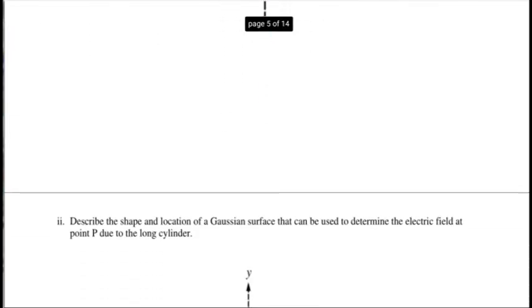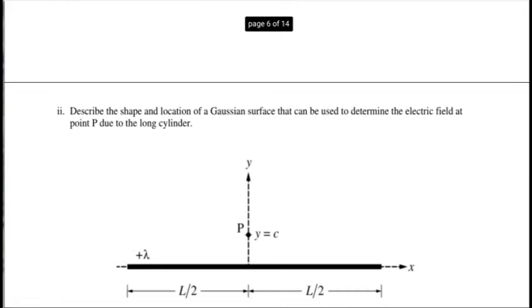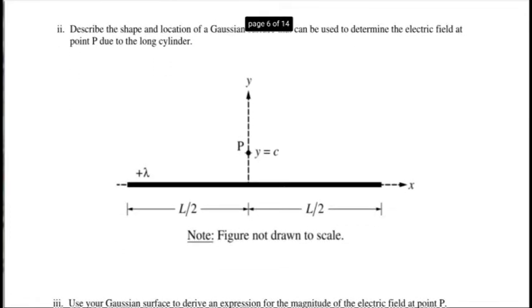Let's slide down a bit to the second part of part A. They're asking us to describe the shape and location of a Gaussian surface that can be used to determine the electric field at point P due to the long cylinder. We have to take a look at what we can use here and where we're going to place this, and they want us to describe this.